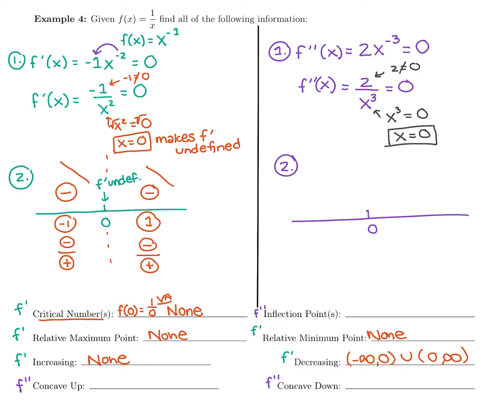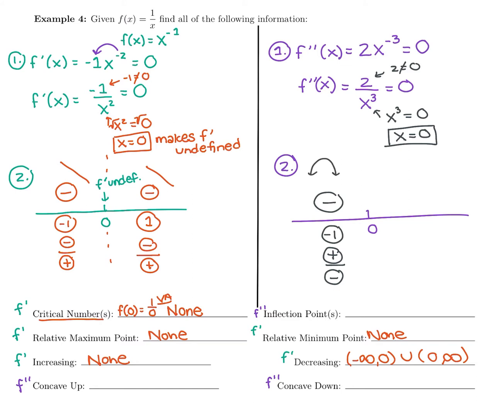We'll put 0, and we can test any number to the left and to the right. So to the left, maybe I'll just test -1 again. The top is always positive 2, so the top is positive. And the bottom is going to be -1 cubed. So -1 times -1 is going to be positive 1, but then times a third -1 is going to make it negative, which you could check in your calculator. -1 cubed is negative. So we have a positive divided by a negative, which means the second derivative is negative now. So that means that it is concave down.